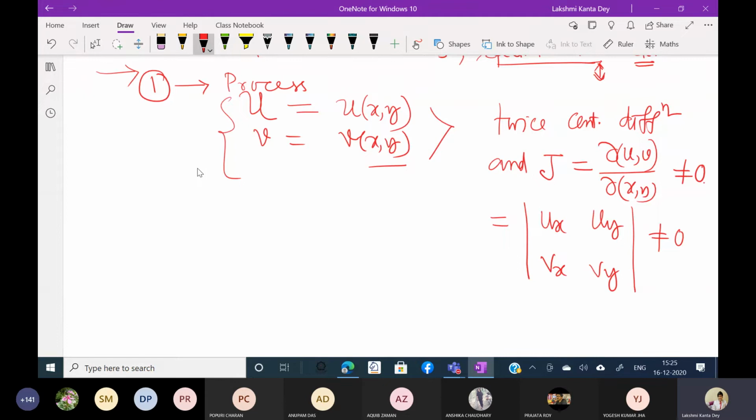The non-vanishing of the Jacobian of the transformation ensures that a 1-1 transformation exists between the new and old variables. This simply means the new independent variables can serve as new coordinate variables without any ambiguity.